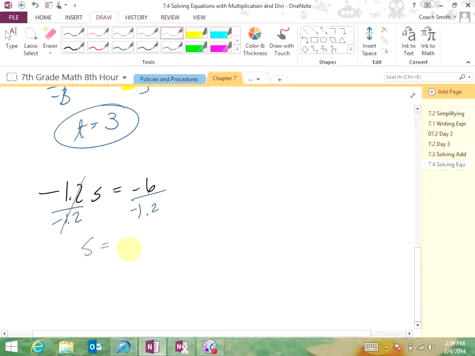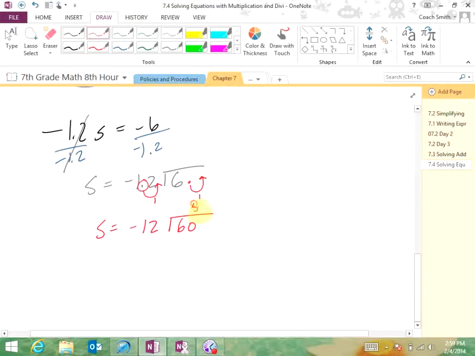On the other side, you have this. Okay, now, we can't have the decimal outside the division bar. So we have to move it one place to the left, but we have to do the same thing on the inside. So we really have s is equal to negative 12 into 60, which 12 goes into 60 5 times, remainder of 0, and so s is equal to positive 5. Once again, the reason it is a positive is because of those two there.